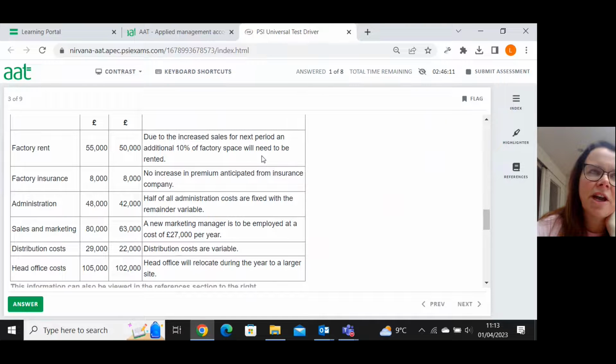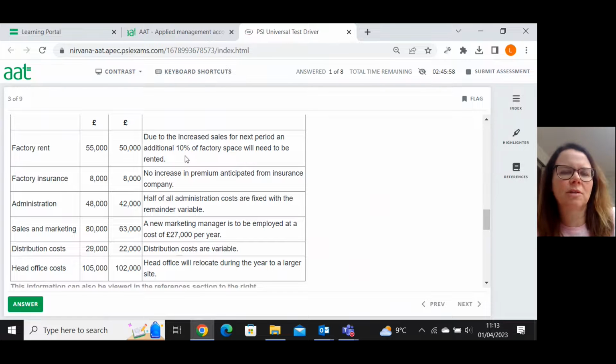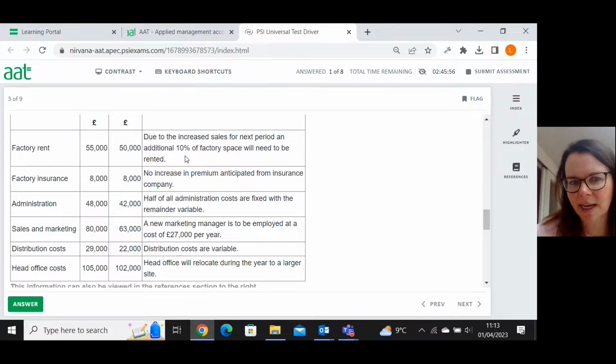So we know that factory rent's usually a fixed cost. Our sales are going up by 15%, but we're saying we need an extra 10% of factory space. So my first question is, well, why is it not an extra 15% of factory space that we need? My second question is, does rent really work like that? Are we able to just get another 10%? It's not like a variable cost. You're either renting a place or you're not. So, you know, maybe that's a little bit questionable.